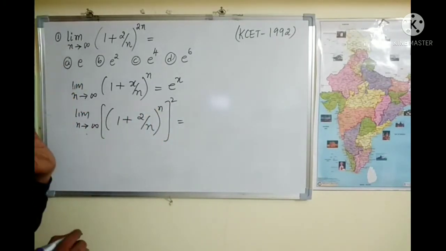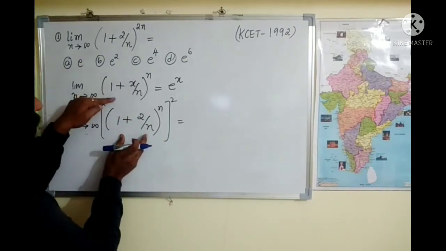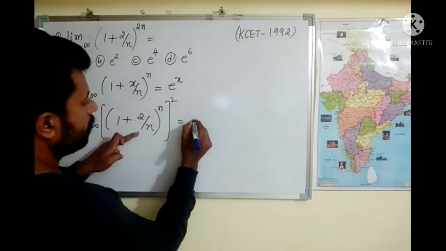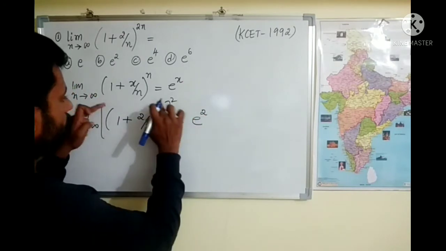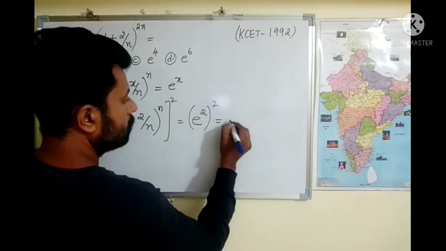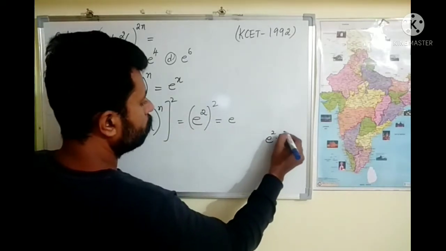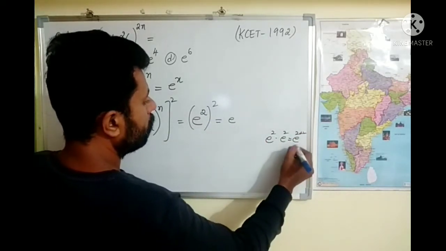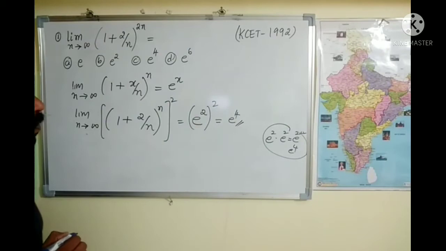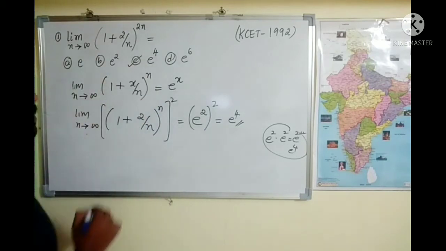Now compare the given problem with the standard result. Here we have the place of x as 2. This result can be written as e to the power 2. Here we have a square, whole square. So e to the power 2 whole square can be written as e to the power 2 into e to the power 2, which is e to the power 2 plus 2, equal to e to the power 4. Therefore, this value e to the power 4 is the required solution. Therefore, option C is correct.